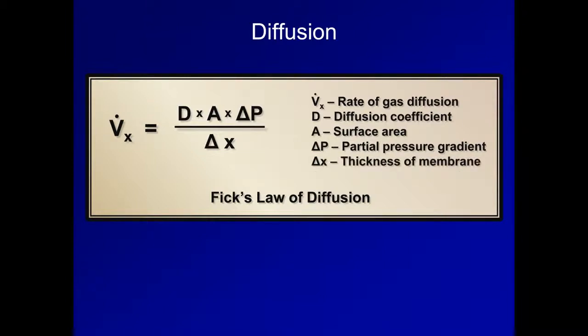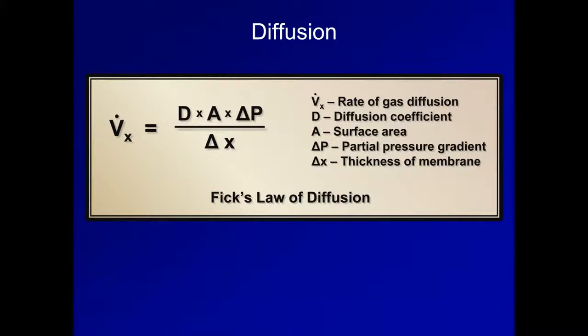The diffusion coefficient for a given gas is dependent upon its molecular weight and its solubility. Thus, although carbon dioxide is more massive a molecule than oxygen, which should slow down its diffusion, because it is much more soluble than oxygen, its overall rate of diffusion is faster.